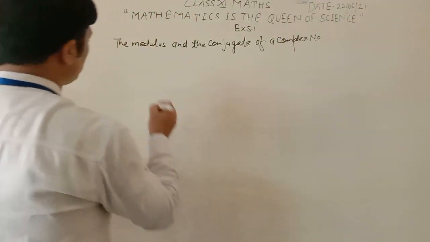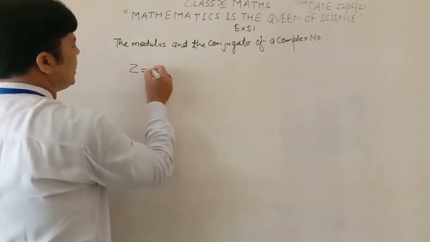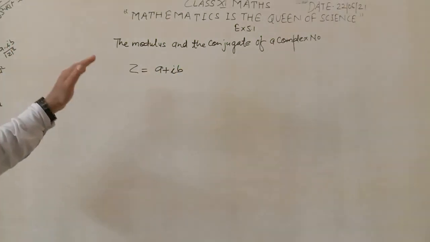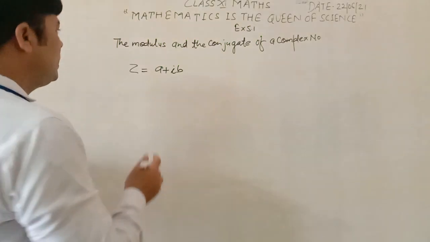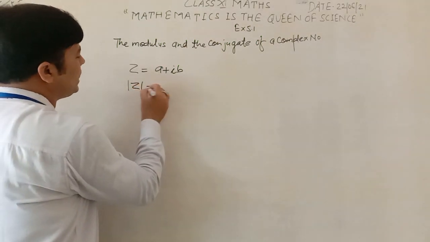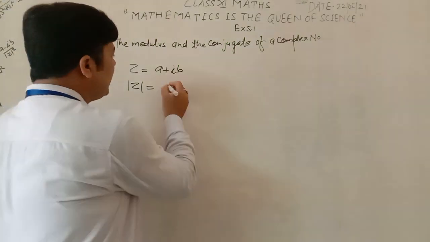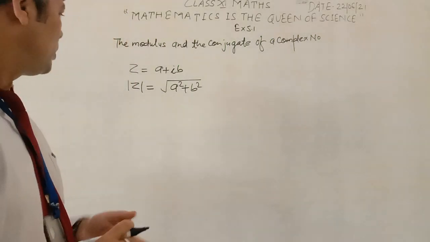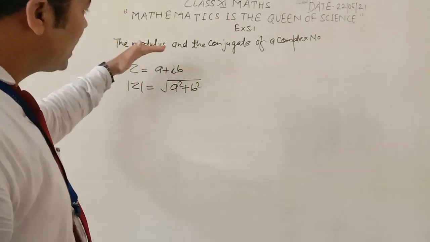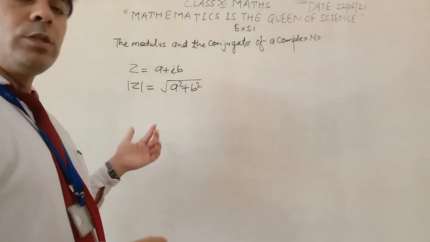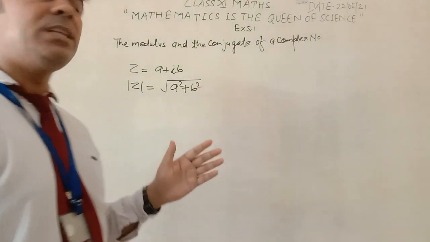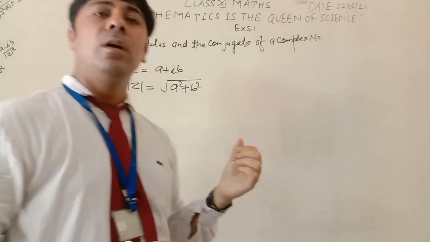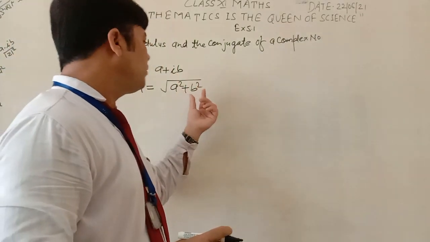Firstly, suppose you have a complex number z is equal to a plus ib. Then its modulus is represented by mod of z, and it is equal to under root a square plus b square. If you have a given complex number a plus ib, then the modulus of complex number z is under root a square plus b square, meaning the coefficient of the real part whole square plus the coefficient of the imaginary part whole square.